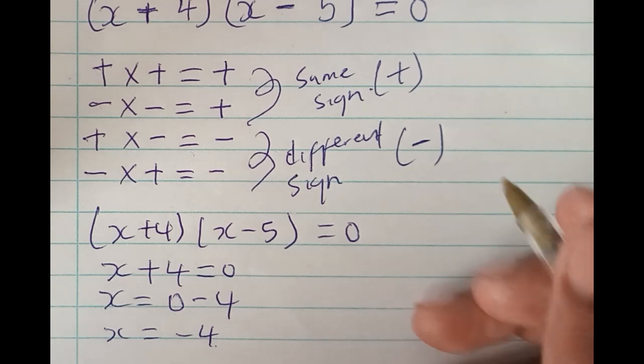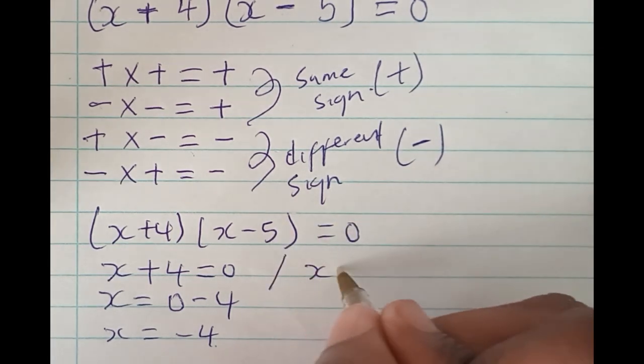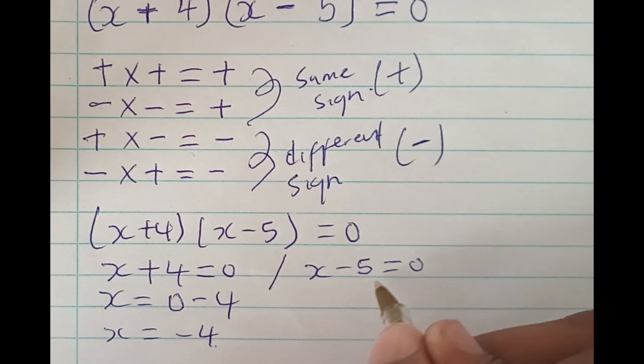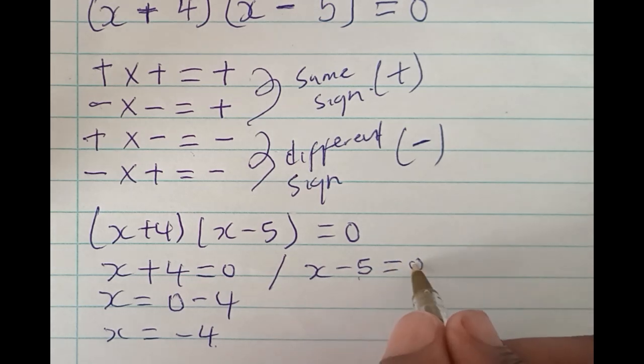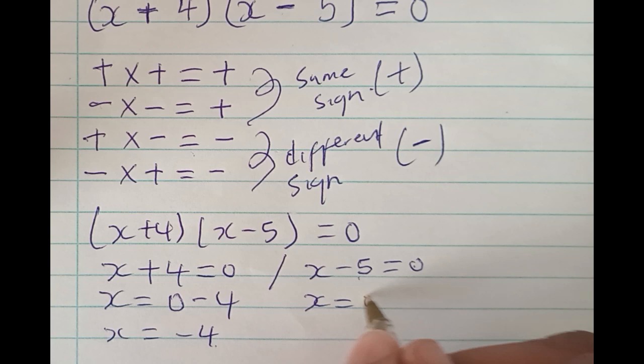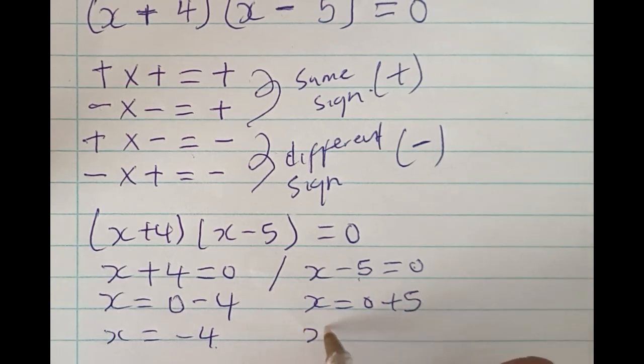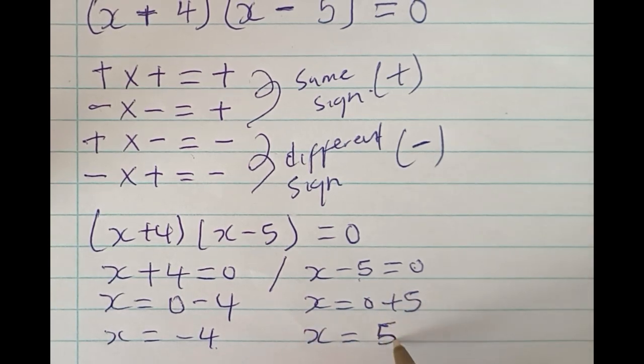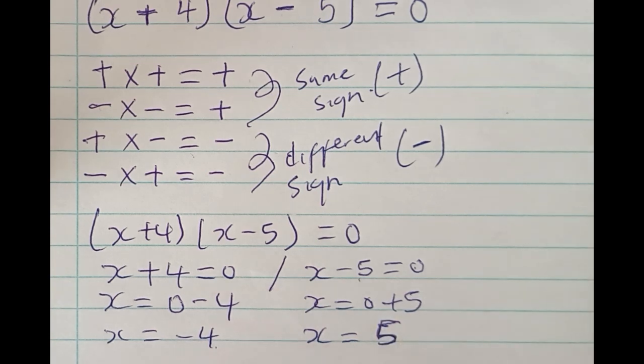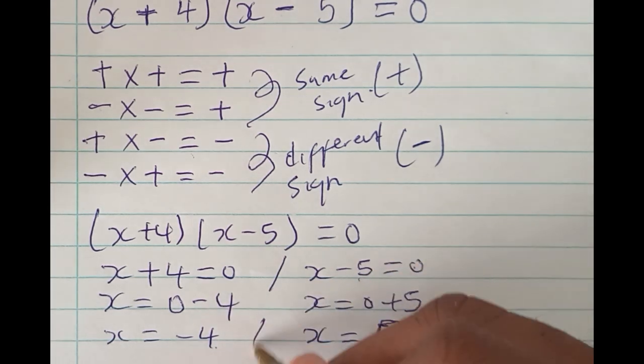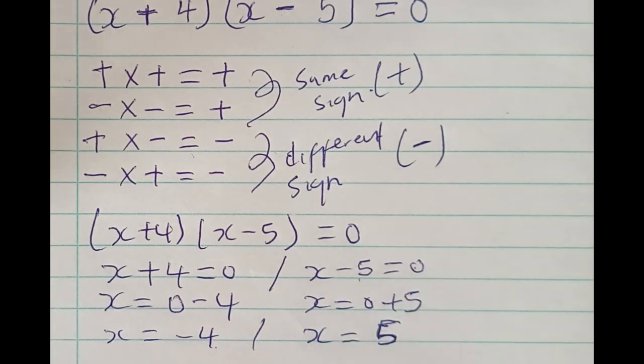So I also have to use the other bracket. When I take 5 to the opposite side, it will change the sign. So it will be 0 plus 5, and 0 plus 5 is positive 5. So these are our values for this question. But you have to test them. Remember, our answer is x is equal to negative 4 or x is equal to 5.